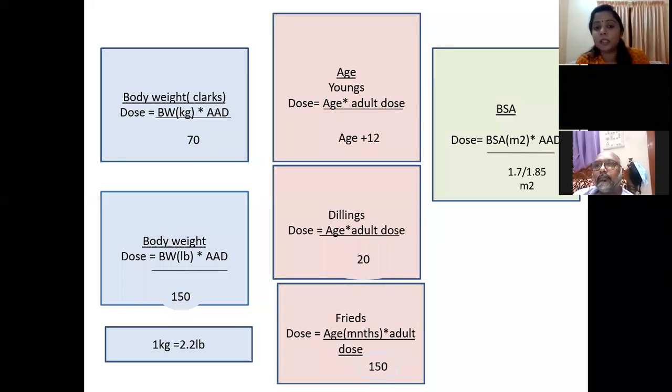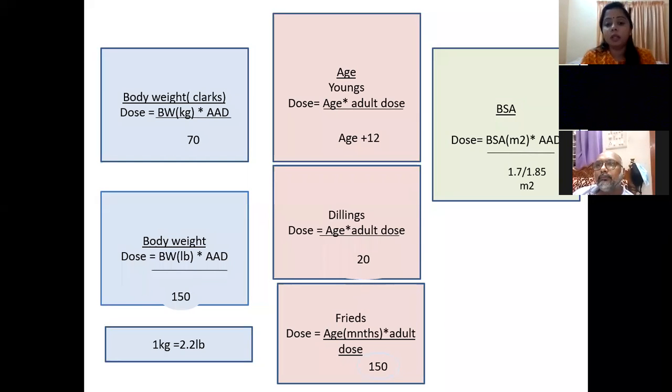Then we have the body surface area. Based on body surface area, the dose is body surface area into average adult dose divided by 1.7 or 1.85 meter square, because that is the average adult body surface area considered, 1.7 to 1.85. Both are right. So the dose based on body surface area is body surface area of the child in meter square into average adult dose divided by 1.7 or 1.85. So this many formulas you have to know, basic.